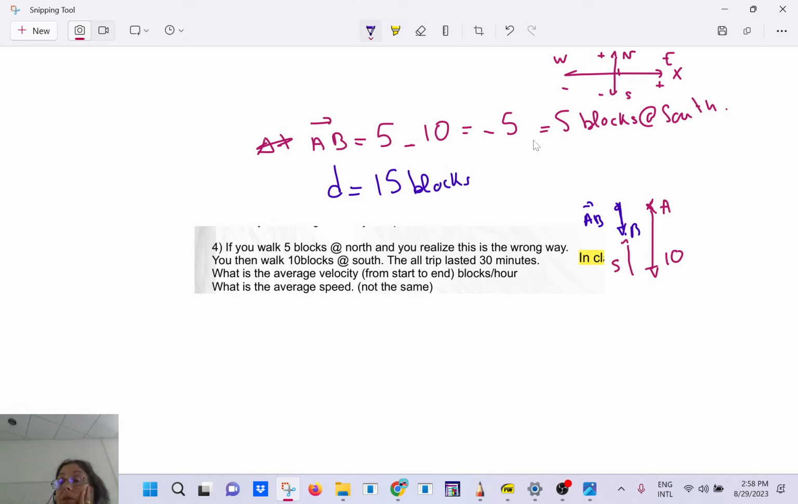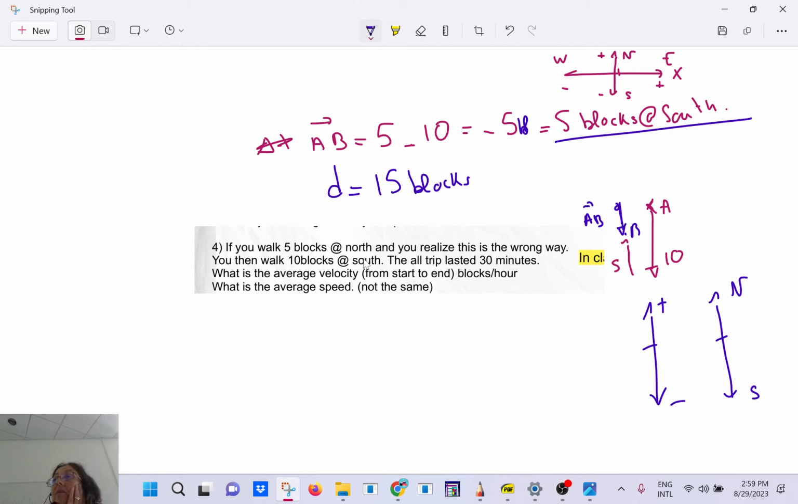It depends on your choice. Either you decide, okay, this is north and this is south, so you can say either minus 5 blocks or you can say 5 blocks at south. This one will make more sense because I talk about north and south. So the distance will be 15 blocks, yes?